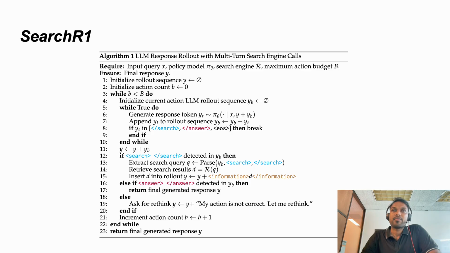Then we check if we have a start of search and end of search tokens in our complete sequence. If we have that, then we extract that to get a search query. Once we get the search query, then we call the retriever, get the document, and insert the document back again in our rollout enclosed in the information tokens. Or else, if we have answer parentheses detected in the rollout, then we return a final response.